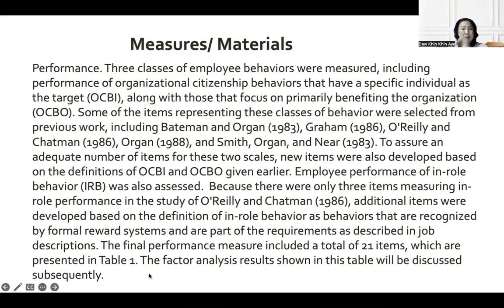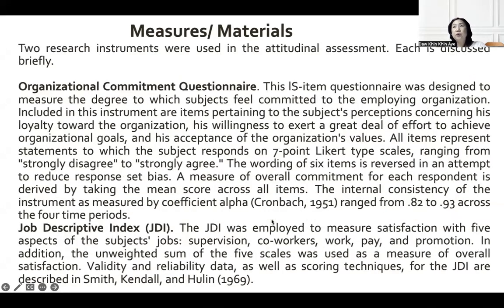Okay, the next slide. Now, here, this is an example of experimental research in a way. So you can say that in performance, 3 classes of employee behaviors were measured, including performance of organizational citizenship behavior that has a specific individual as the target, OCBI, along with those that focus on primarily benefiting. But the thing here is that for some of you, if you are not familiar with that, you may not be able to see it very clearly, but when you have time, when you go through it, you will be able to see some examples. And if you have, then you will get some examples to follow.